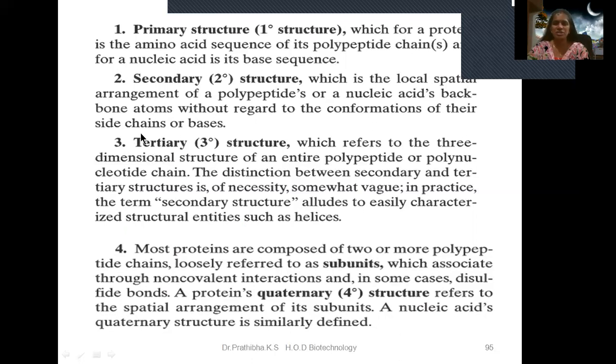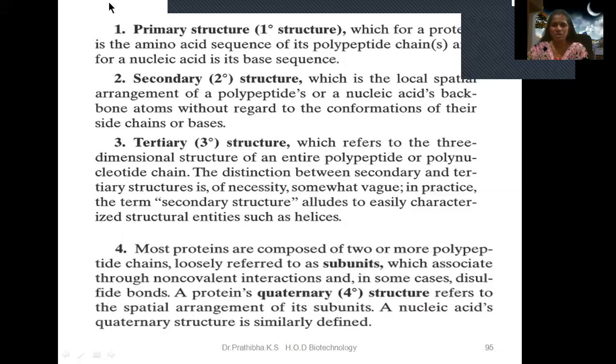Tertiary structure refers to the three-dimensional structure of an entire polypeptide or polynucleotide chain. The distinction between the secondary and tertiary structures is of necessity somewhat vague. In practice, the term secondary structure alludes to easily characterized structural entities such as helices. Then, most proteins are composed of two or more polypeptide chains, loosely referred to as subunits, which associate through non-covalent interactions and in some cases disulfide bonds.